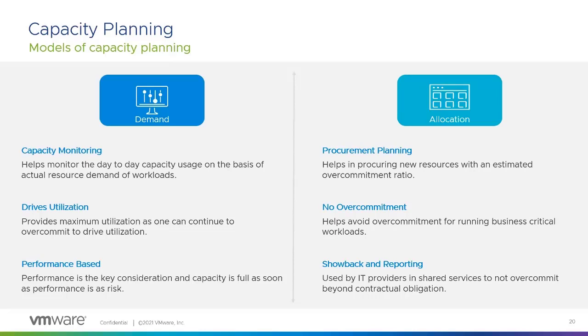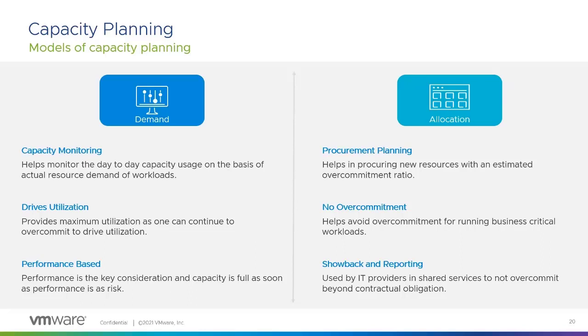On the other hand, we have allocation. Allocation is when you look at the provisioned resources for a virtual machine. So if a virtual machine has 2 vCPUs, that's allocation. If it's using 100 megahertz of CPU, that's demand. So the units are different. It's easier to understand the difference when you think of it from a CPU perspective, because you're talking about two completely different things.